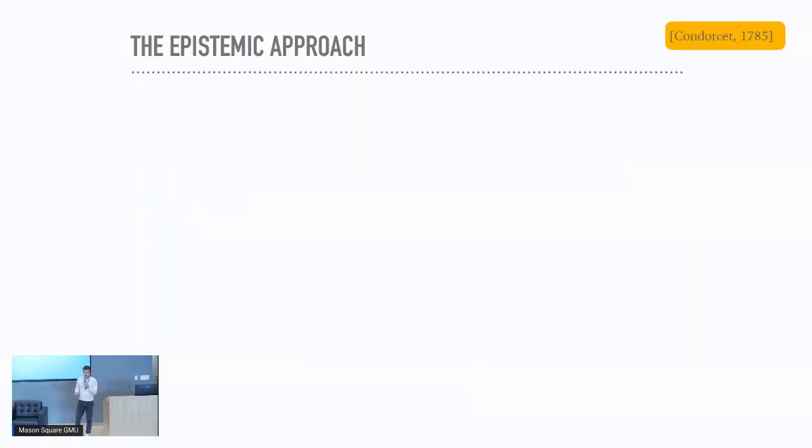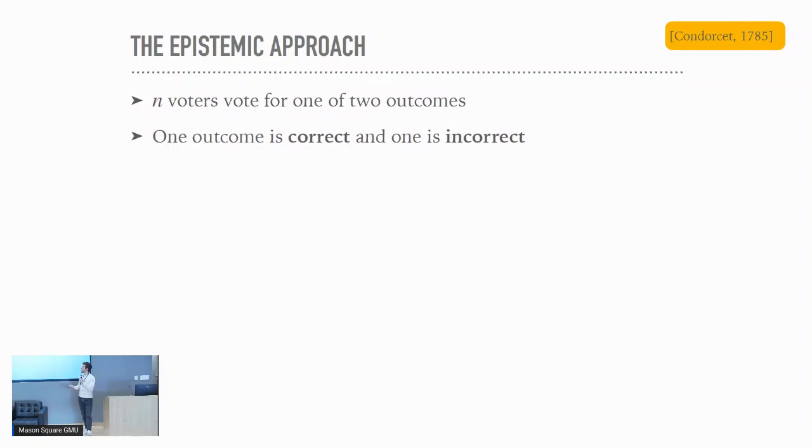And we take inspiration from the epistemic approach introduced by Condorcet several hundred years ago. It's been used before in some other theoretical work. The idea is that your n voters in society are voting on one of two outcomes, and there really is some notion of a better outcome that we want for everybody. I think this is more applicable in some situations than others. We can get back to that later, but I'll show you what I mean in the experiments in a bit.